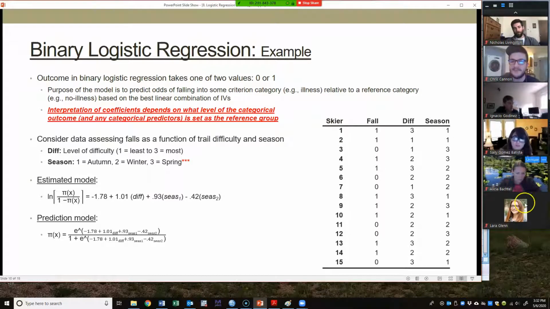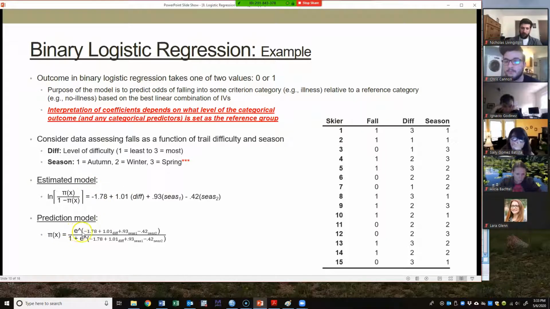Okay, but maybe Ignacio's here, and Ignacio's not interested in log odds. What Ignacio wants is an actual probability, right? He wants to know, based on my model, what's the probability of falling for participant number 8 here, who actually did fall and has the most difficult trail and is skiing in autumn? What Ignacio wants to know is, for this individual, what the model estimated probability of falling is. Now, we don't get that directly from our model, but we can restructure this equation to get an actual probability value.